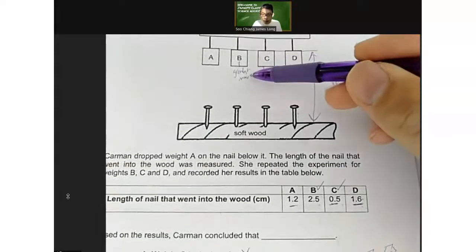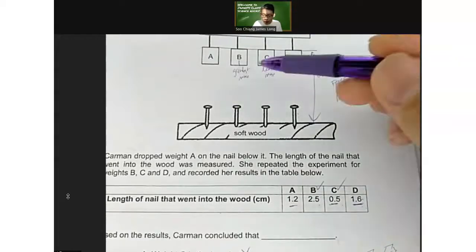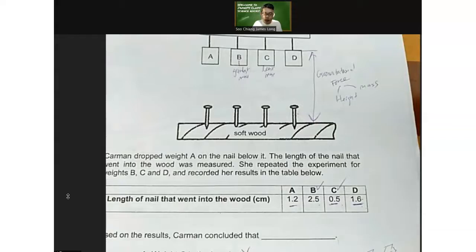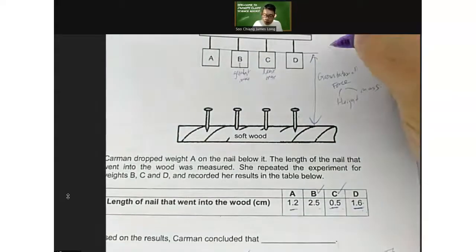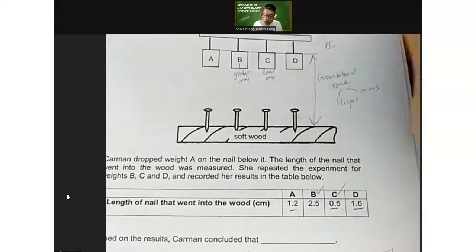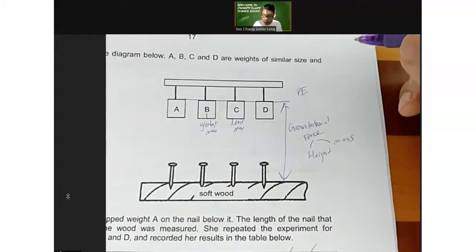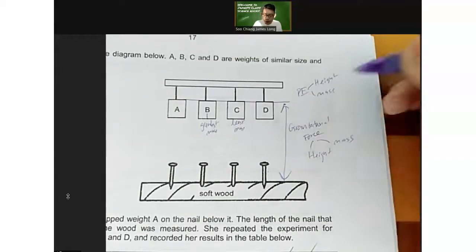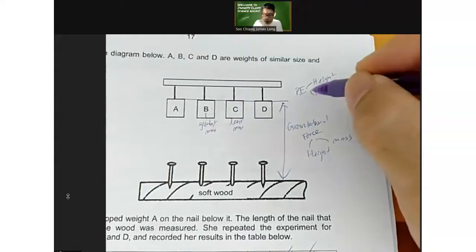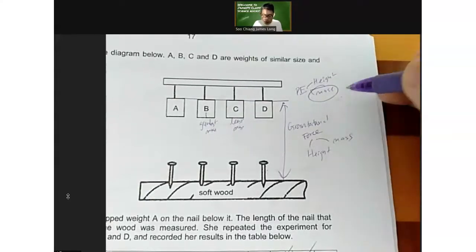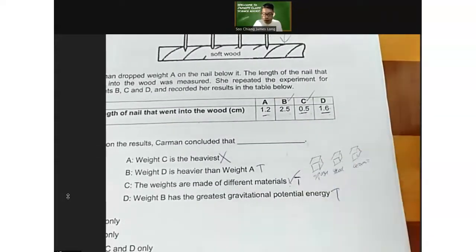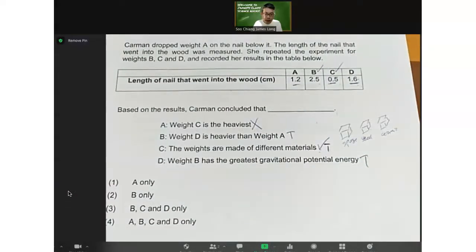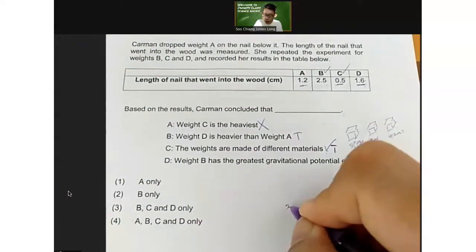Weight B, greatest gravitational potential energy. We know B here will fall and hit this with the greatest amount of gravitational force. How about GPE? The potential energy is also dependent on the height and the mass. Height is the same, but mass is the greatest. So of course this is true, it has the greatest potential energy. Therefore the answer here would be B, C, and D. Answer is 3.